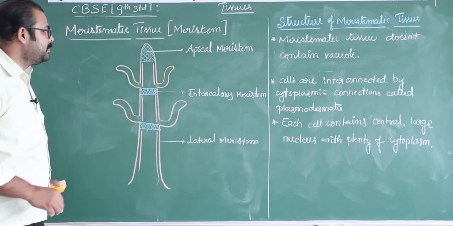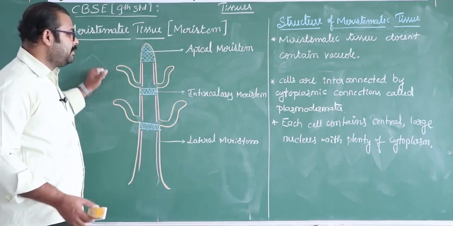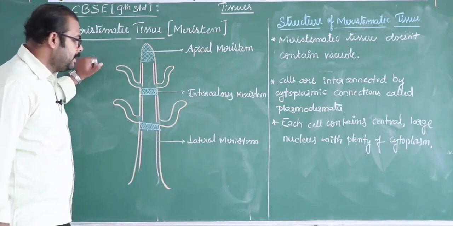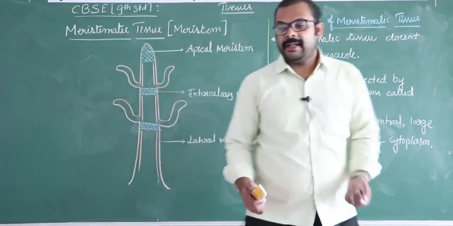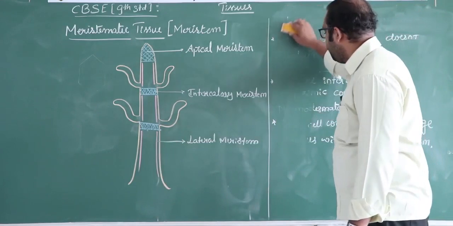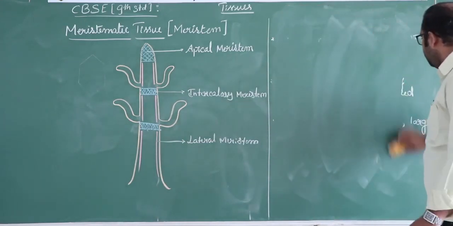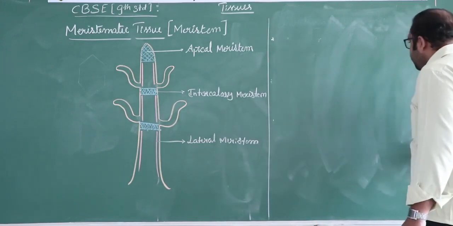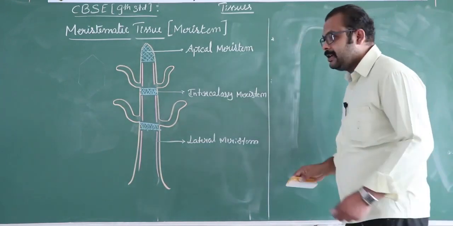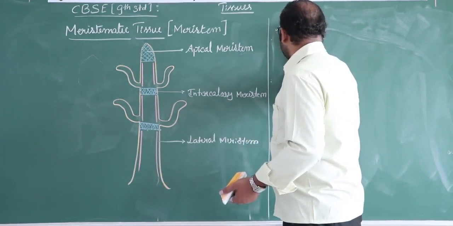Okay, so these are the different types of meristematic tissue, depending upon the location in the plant body, and this includes apical meristem, intercalary meristem and lateral meristem. So now let's see about apical meristematic tissue.